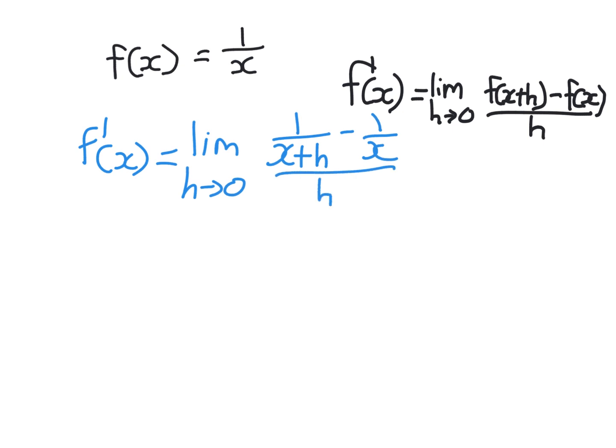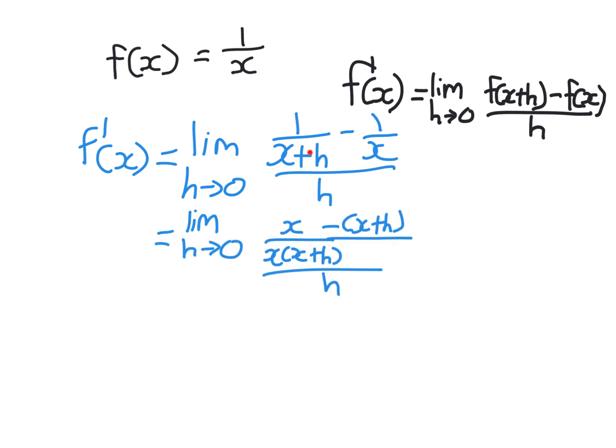Now, once again, we can't substitute h for 0. We would get a divide by 0 error. So we're going to simplify this fraction here. We're going to combine these two into a single fraction. That means I have to multiply top and bottom by x, and top and bottom by x+h. So combining these two into a single fraction, I still can't substitute h for 0. I'd get a divide by 0 error.